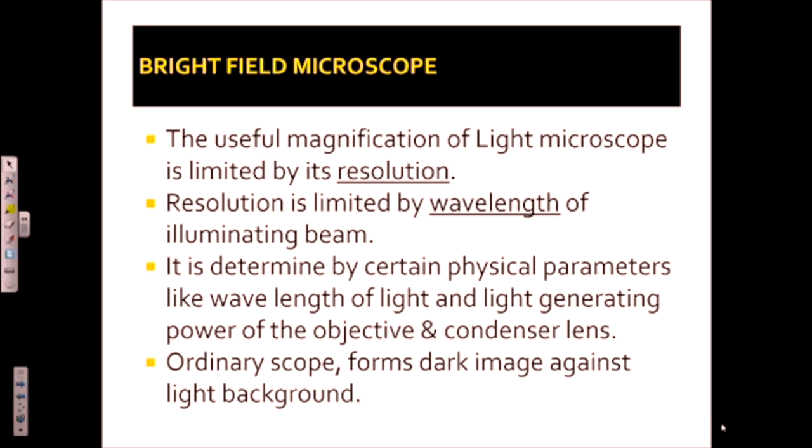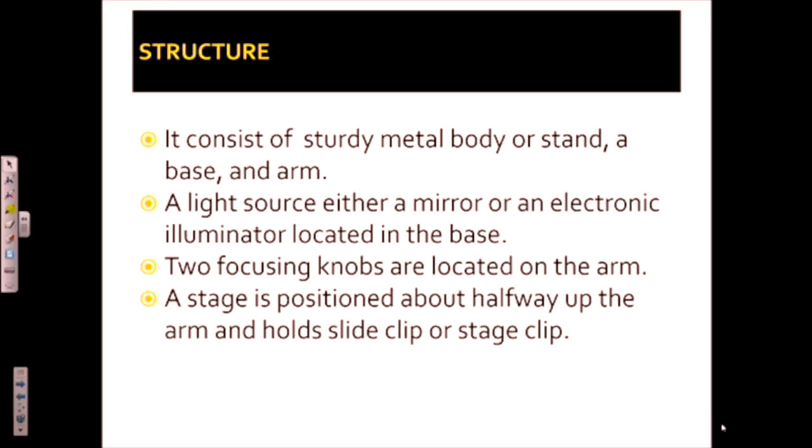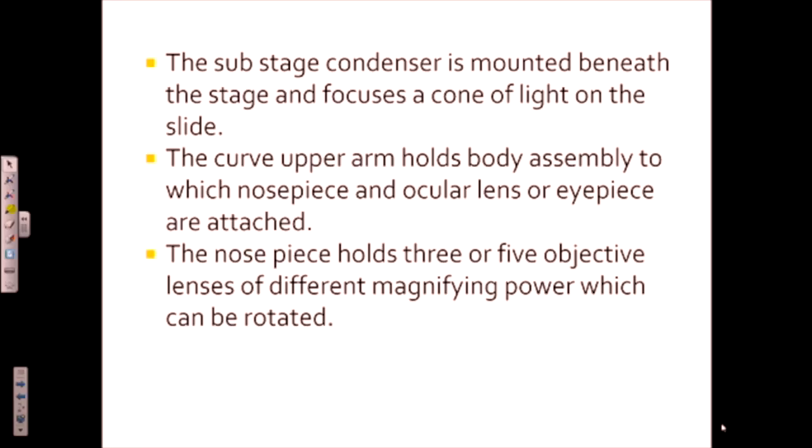And it's an ordinary scope. It forms a dark image against a light background. And as you must have already seen, it consists of a sturdy metal body or a stand, and a base and an arm, and there's a light source which is usually in the base of the scope, and there are two focusing knobs. So this is the basic structure of a microscope, and there is a stage on which you can place your slide with your samples. And there is a substage condenser which is mounted beneath the stage and focuses a cone of light.